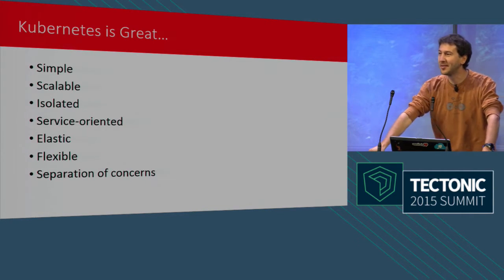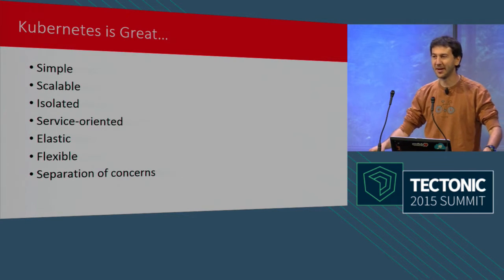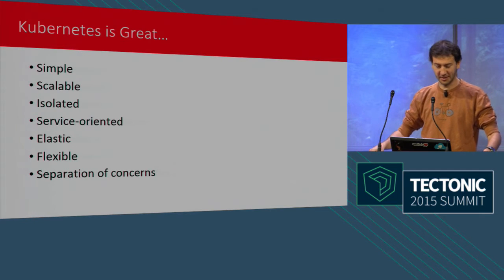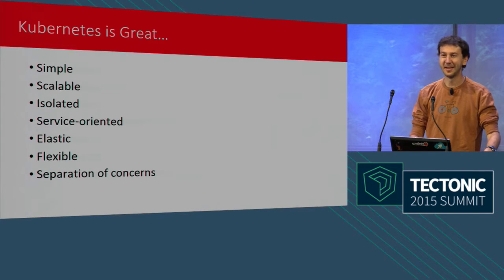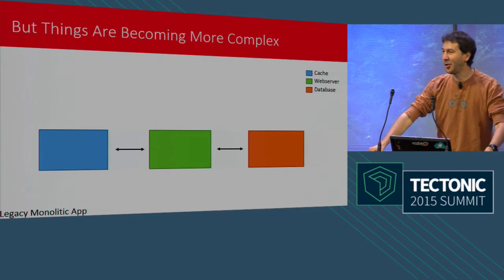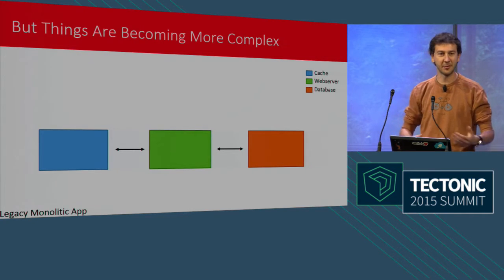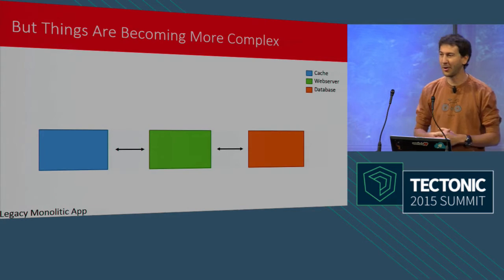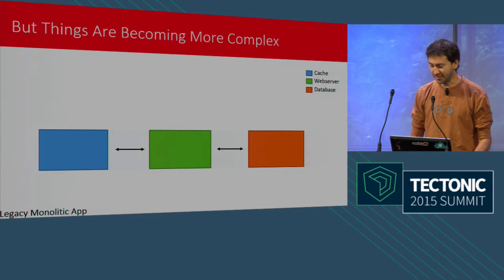But let's start from Kubernetes. OK, so everybody here, I'm sure, loves Kubernetes. It's great. That's one of the reasons why we're here. So it's simple, scalable, isolated, service-oriented, and so on and so forth. But it's also a reality that as things evolve, as we move toward microservices, as we start adopting containers, as we start using technologies like CoreOS or Kubernetes, things become more complicated, right?